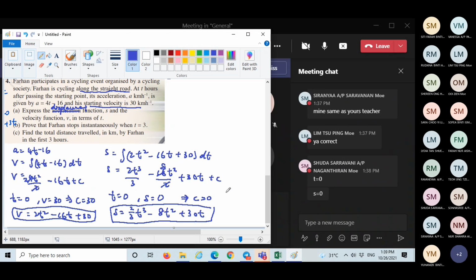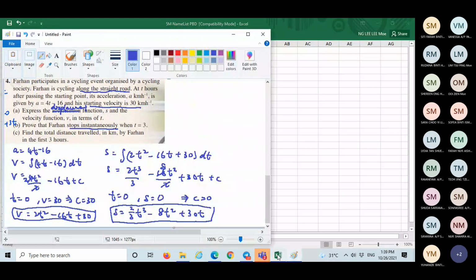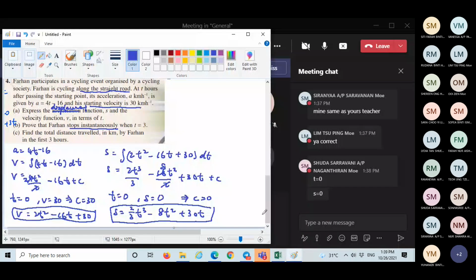Now we go to part B. Prove that Farhan stopped instantaneously when t equals 3. So stops instantaneously, what is the meaning? What condition is that? The next girl. Irania, try. What condition is that, stops instantaneously?